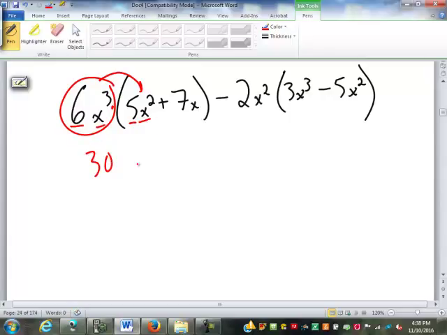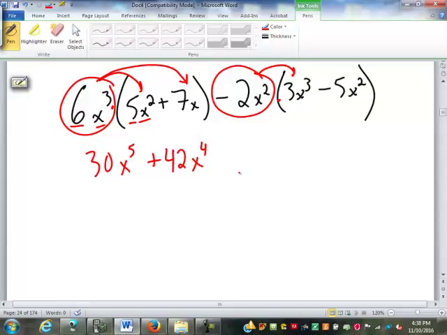X to the third times x squared. Add the powers, x to the fifth. 6x to the third times 7x. 6 times 7, positive 42. X to the third times x. X to the fourth, good. Over here, the parentheses are not times 2x squared, it's times negative 2x squared, good.